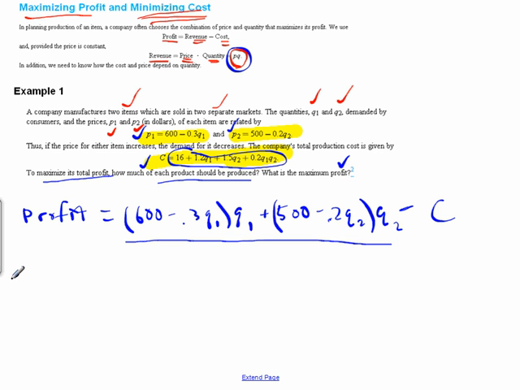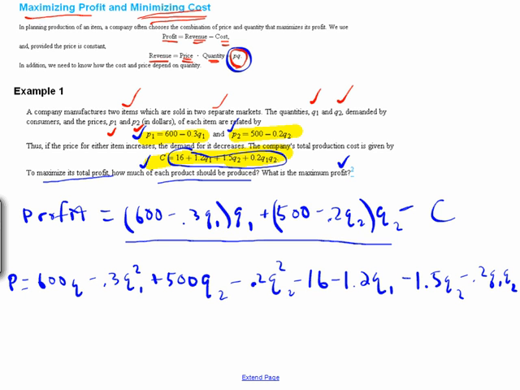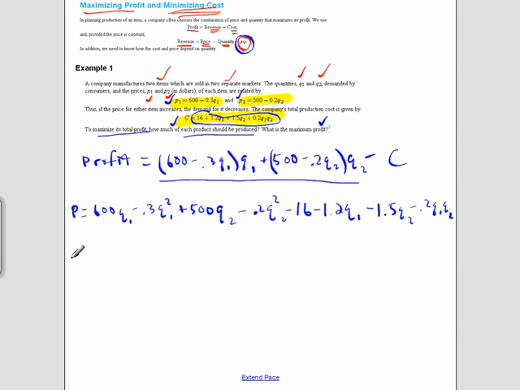So then I get this profit equation. Profit equals, well, distributing everything, we're going to get 600 Q1 minus 0.3 Q1 squared. So I'll just finish writing this out. So we get this equation here. And this equation tells us our profit as a function of quantity of item 1 and quantity of item 2 sold. Well, what we need to do in order to figure out the maximum profit is find the partial derivative.